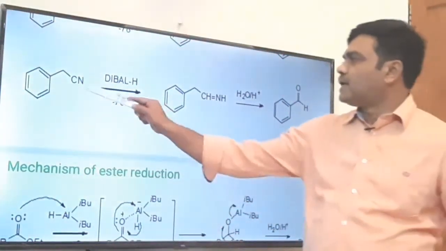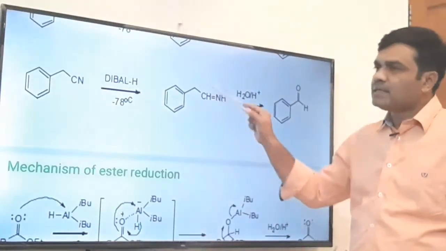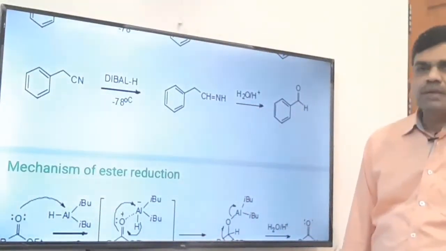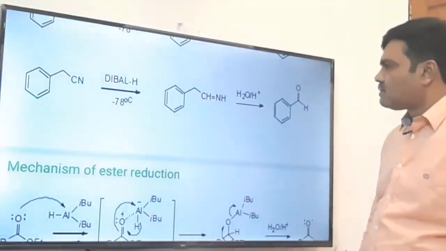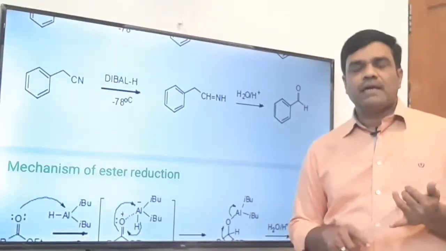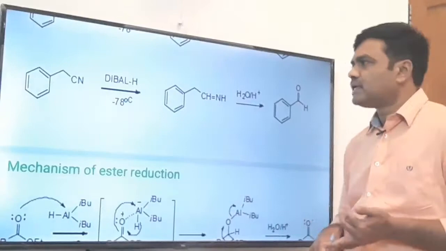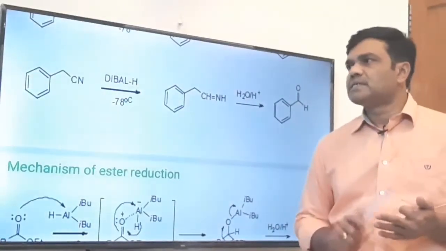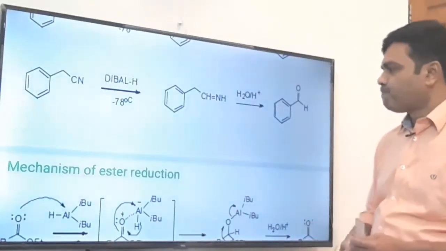Similarly, cyanide at this low temperature is reduced first to imine, CH double bond NH, which on acid hydrolysis gets converted to aldehyde. So ester is converted to aldehyde at low temperature, amide is converted to aldehyde at minus 78 degrees Celsius. Similarly, cyanide, C triple bond N, is also reduced to aldehyde.